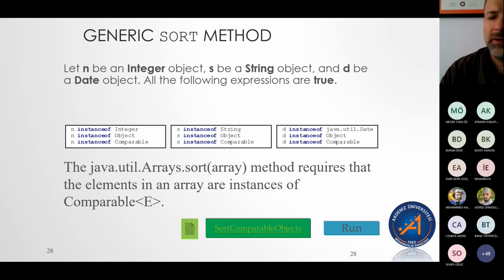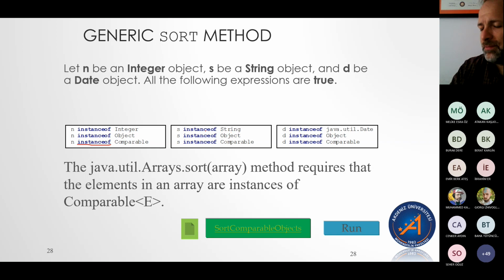All right, so if we use the instanceof operator on a reference variable, we can tell if it's a class. We can tell if it's an instance of a parent class. We can tell if it's an instance of an interface. All of these will be true. So n, that is an integer, is an instance of Integer. It is also an instance of Object because it is an object. It is an instance of Comparable. It is comparable.